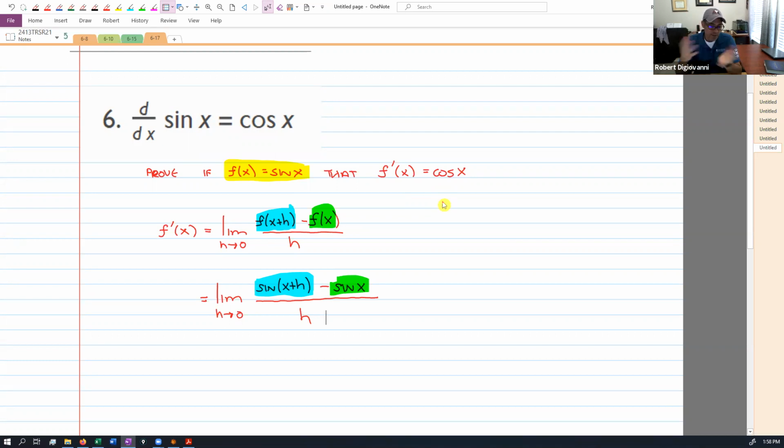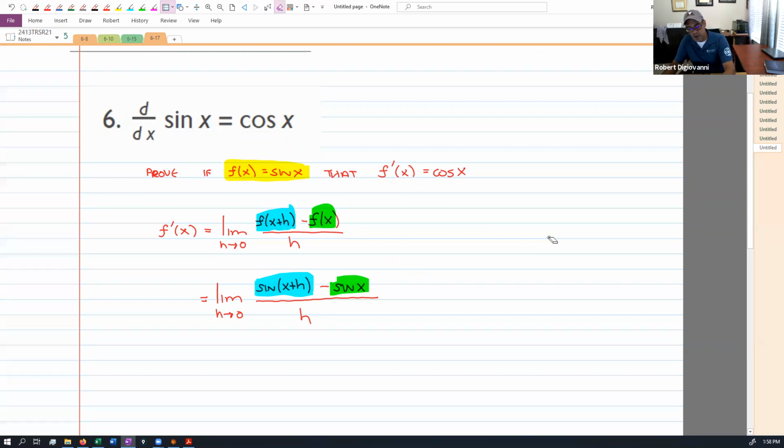Now, this is the part that's tricky. Right now, if I let h go to 0, we will get 0 over 0. And there's no real algebra that you can do to make this nicer. Please don't try and do this. Sine of x plus h does not turn into sine of x plus sine of h. That is no, okay? That's not what happens.